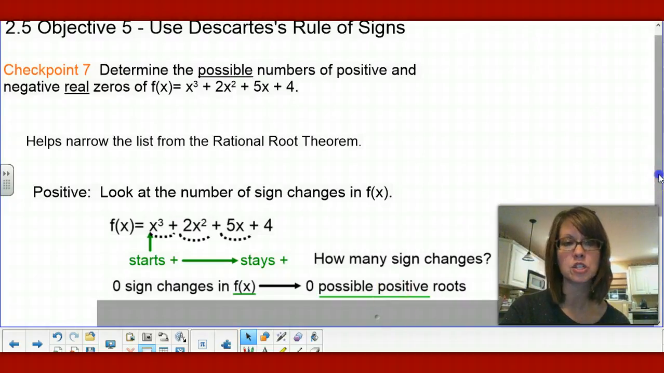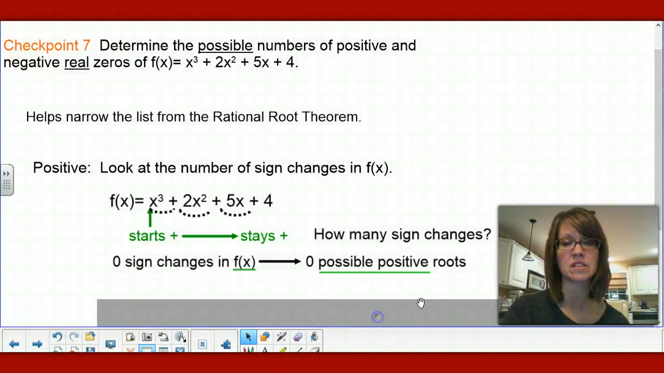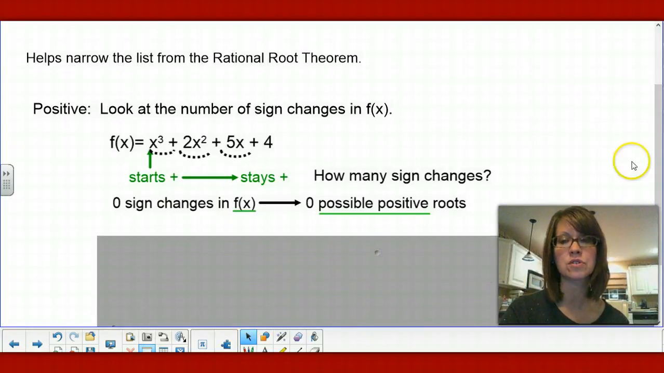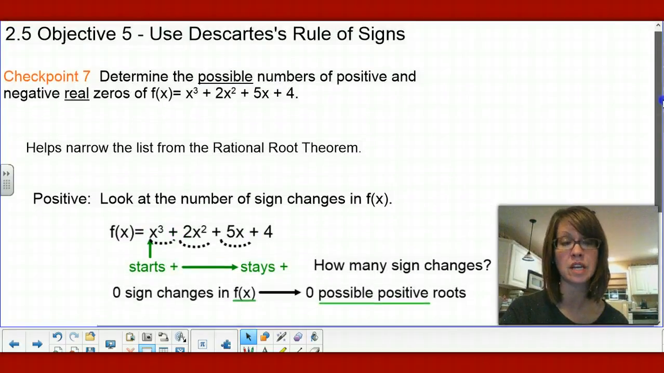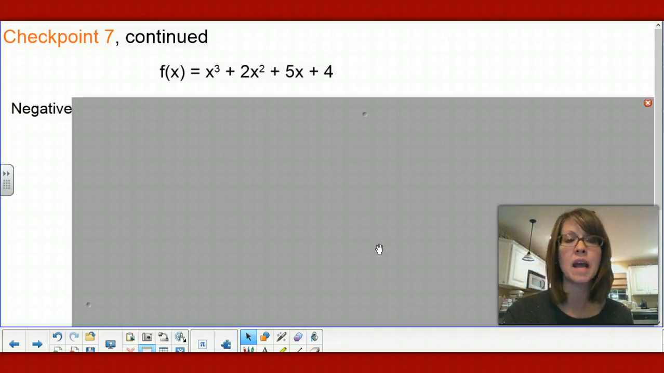So the implication for the rational zero theorem is that I wouldn't even test any positive values in that plus or minus p over q. Don't even test them because there's no way they're going to work. Descartes' rule of signs says so. Let's go on and look at the negatives. Same function, but now we're going to look to see how we find the possible negative roots. This would be rational or irrational. That's another difference from the rational zero theorem.